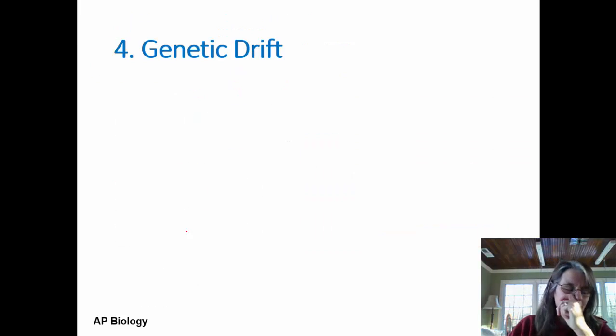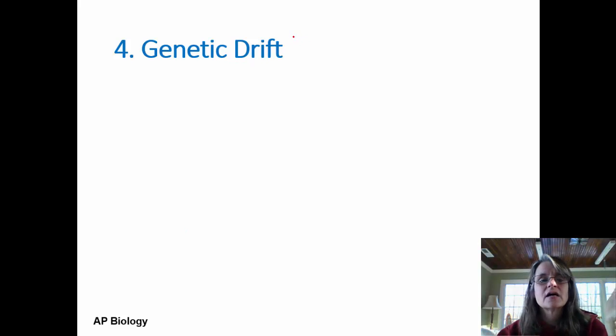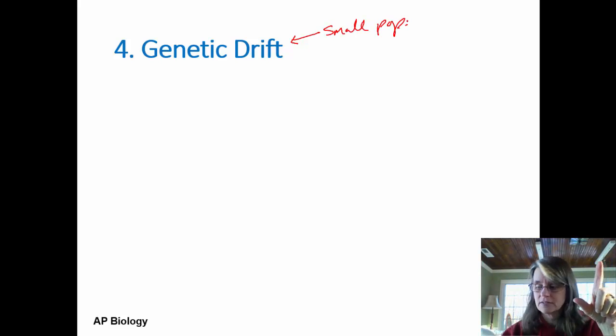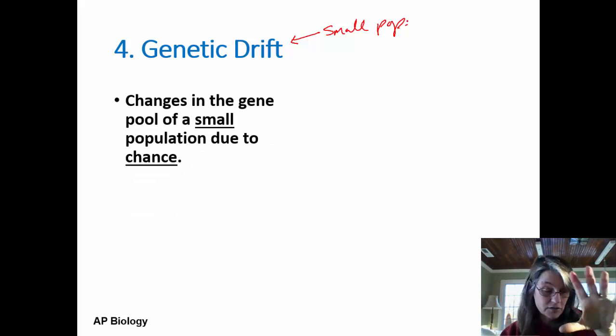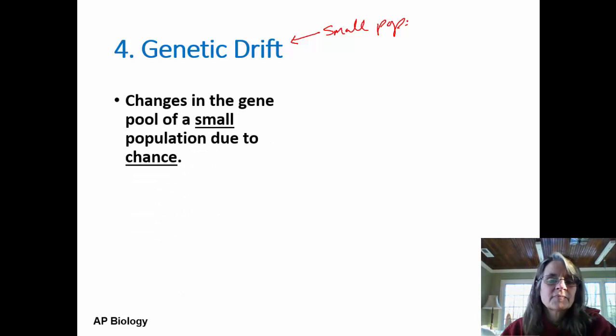Okay? All right. Number 4, genetic drift. Genetic drift, remember, is the opposite of that large population size that would not lead to any evolutionary change. This is a small population size. It occurs when a small population is in place. So genetic drift is changes in the gene pool of a small population due to random chance, okay?